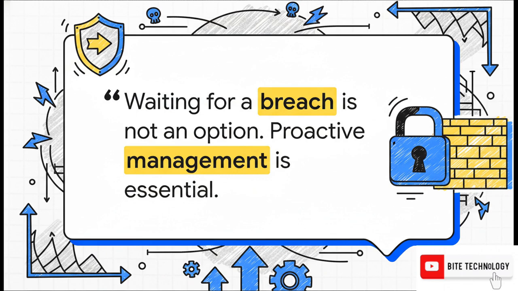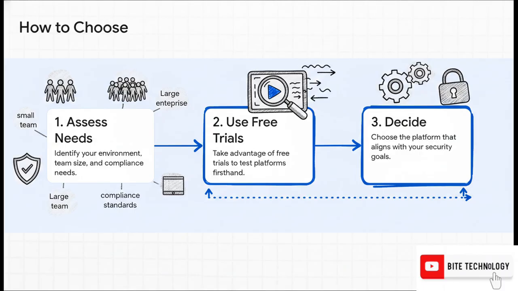It's absolutely essential. So here's a simple 3-step plan to get you started. First, just assess your own situation. How big is your team? What kind of environment are you running? What are your compliance needs? Step 2, use the free trials. Almost all of these guys offer them, and there's just no better way to learn than by getting your hands dirty. And finally, once you've done your homework, you can make a decision you feel confident about, one that really fits your goals.